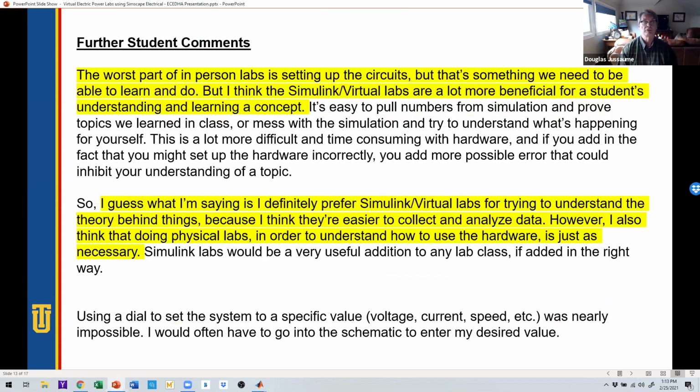Now, what's interesting on these further student comments, the very first sentence up there where he says the worst part of in-person labs is setting up the circuits. You know, there's always maybe a little bit of stress in setting up a circuit, making sure it's running right, or understanding what to do if it's not running right. But they felt that that was important to give them that experience. But in terms of understanding the theory behind all this, they preferred the Simulink and virtual labs.